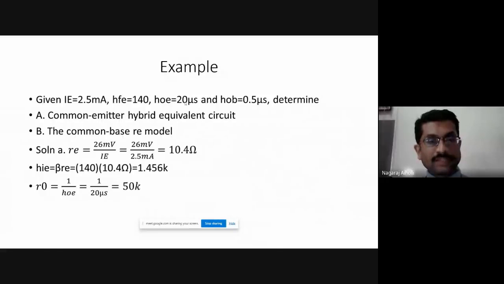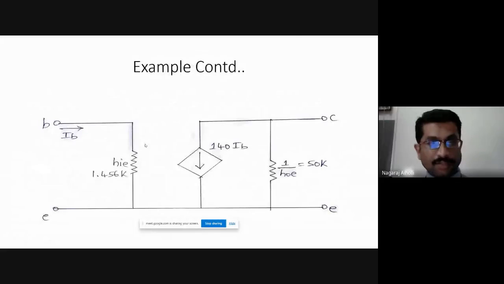See here, first one, what they have asked is common emitter hybrid equivalent circuit. So you have to remember the common emitter hybrid equivalent circuit. This is how it is. Emitter is common between input section and the output section. Input side is base, output side is collector. Then here we have the resistance HIE.